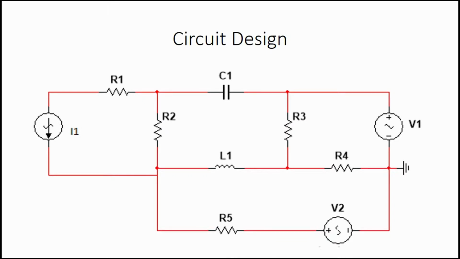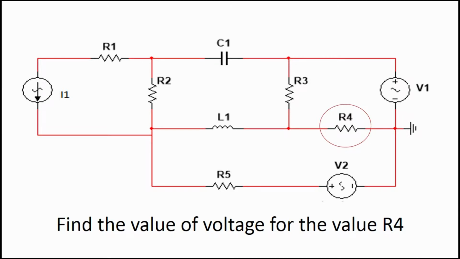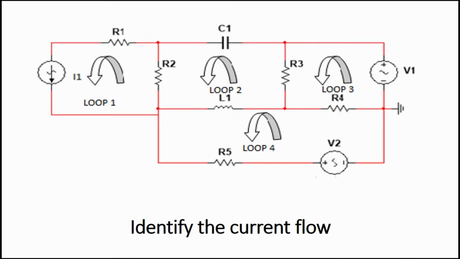This is the circuit that was designed by us based on the question given. The question is, we need to find the value of the voltage across resistor 4. The purpose of using mesh analysis is to find the value of the current for each of the loops. For mesh analysis, the first step is to know the flow of the current. In this diagram, we decided to make the flow of current counterclockwise.